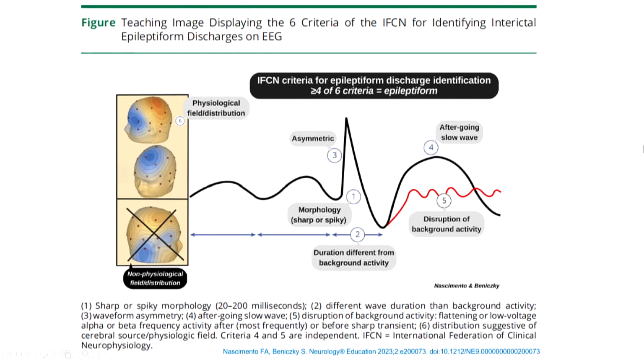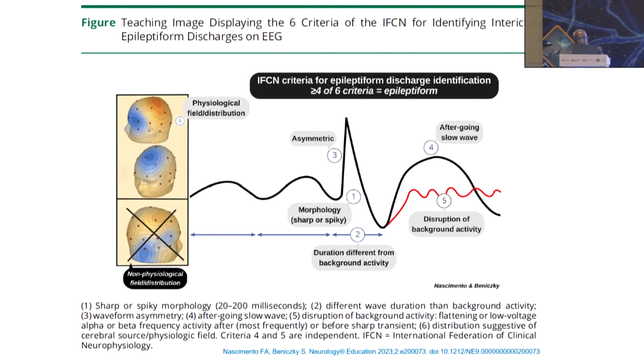Number 1 is that the morphology of this particular transient should be sharp or spike-like. That is the most important thing. If it is blunted or something like that, you should not conclude it as an epileptiform pattern. The second one is that the duration of this particular waveform is different from the rest of the background activity. That should be the second criterion.